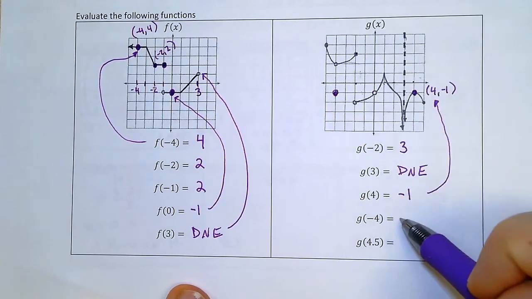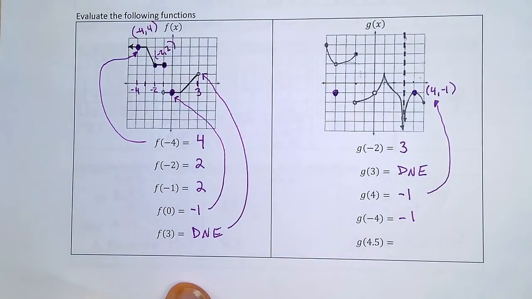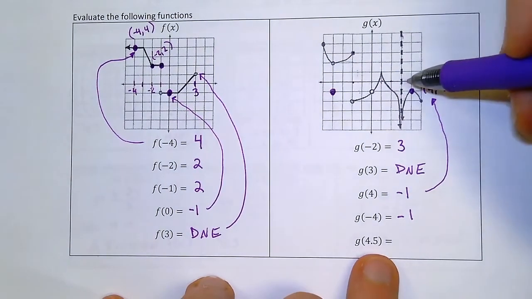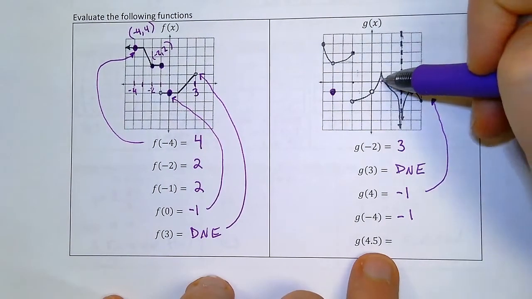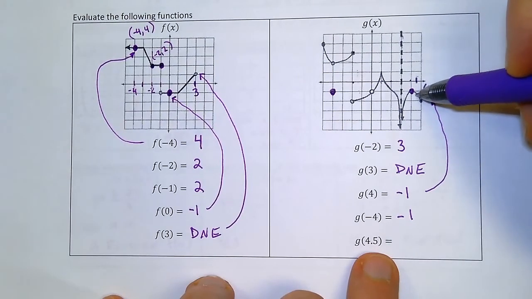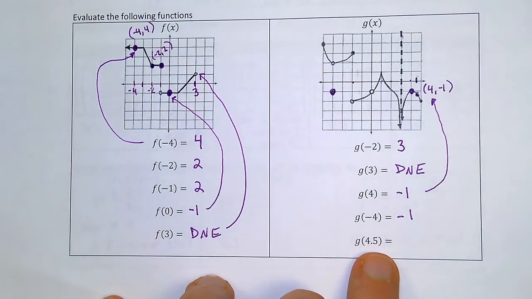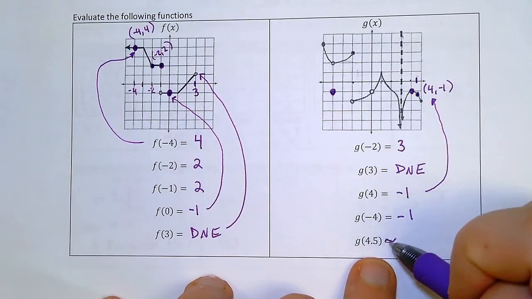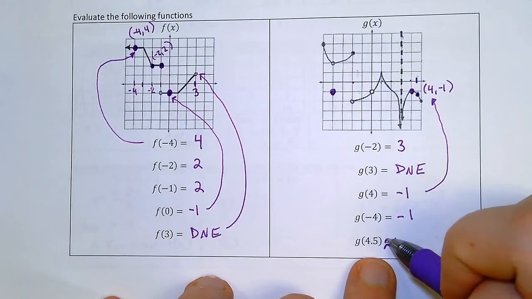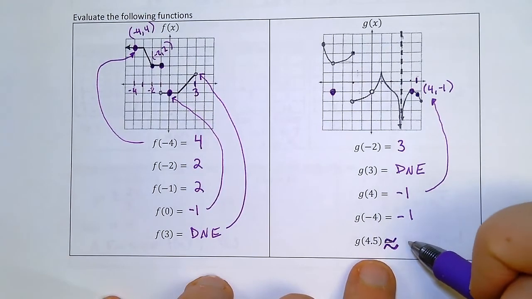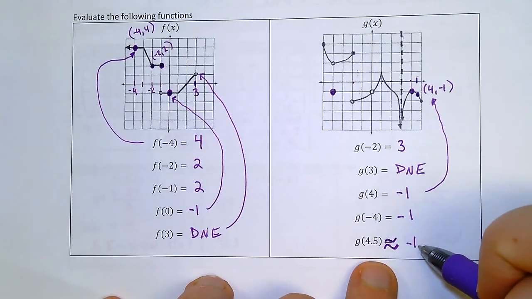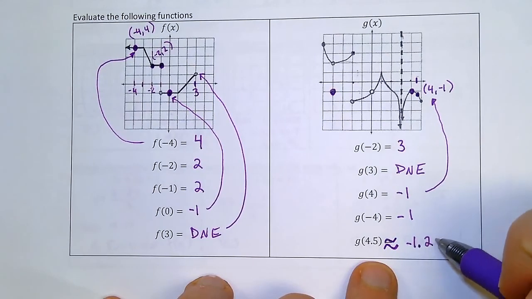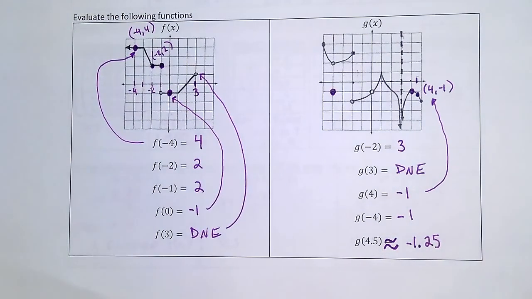And G of 4.5, this is where the graph is not exactly precise, but if we go to 4.5, we can see that we are slightly smaller than negative 1, so I'm going to approximate this. So I'll change this into an approximately equal to negative 1.25. So there we have it, evaluating functions.